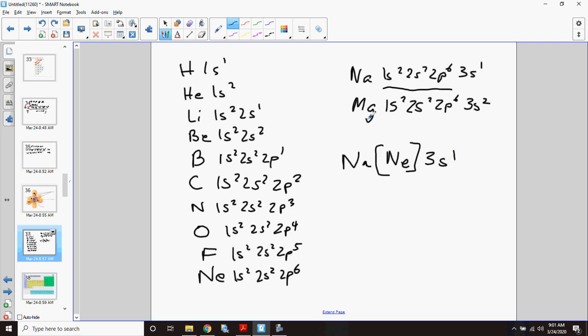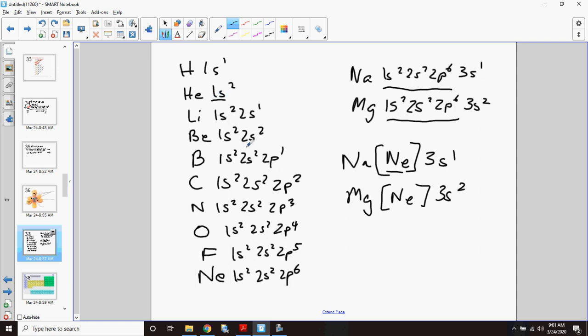For magnesium, look at this, same thing. 1s2, 2s2, 2p6, that's neon. So for magnesium, I would write square brackets, neon, and then 3s2. Now, you can't get creative with this. Unfortunately, you can only do this by putting the noble gas that comes before it. So let's find something else where I have a noble gas. I come up here to helium.